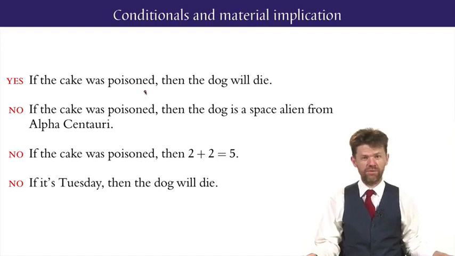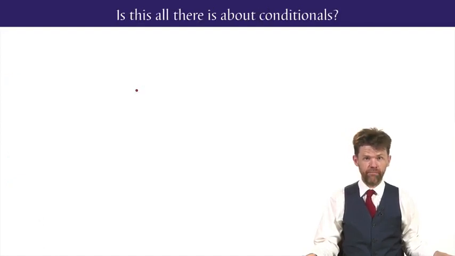If I learn on Monday that if it's Tuesday, then the dog will die, maybe I'll think my dog's only got a day to live. So perhaps we can use a Gricean maxim of relevance to rule these sorts of things out. We wouldn't say them if we had no ground for the connection between the antecedent and the consequent. And that seems to give us the right answer in each of these cases.